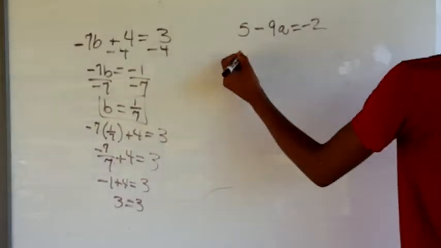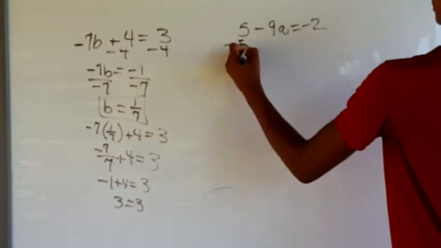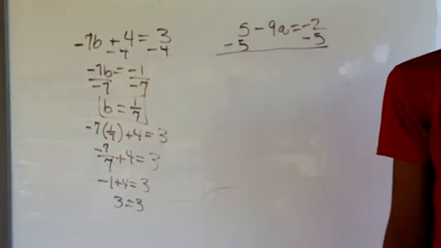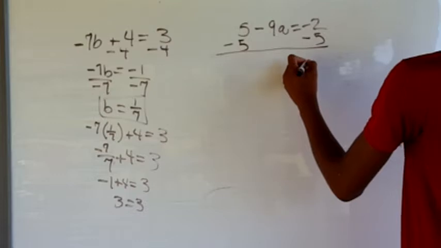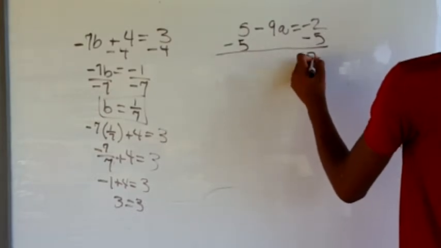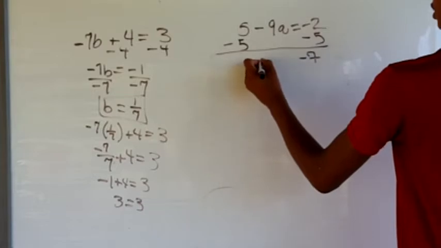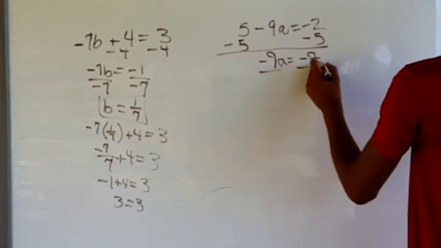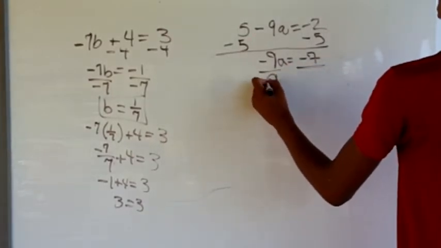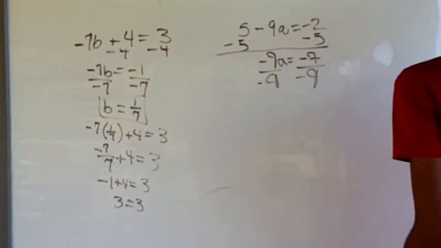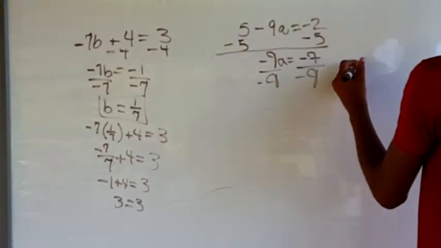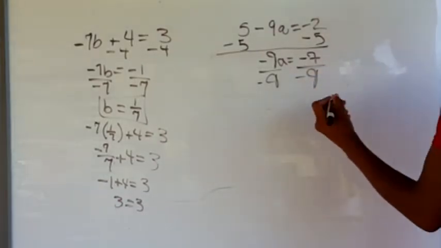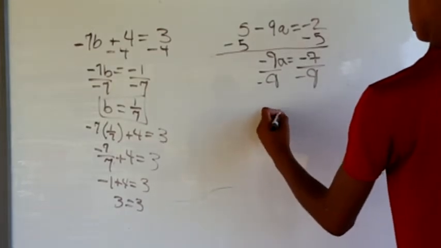I'm going to go ahead and subtract 5 from both sides. And negative 2 minus 5 is equal to negative 7. So negative 9a equals negative 7. So you go ahead and divide negative 9 on both sides. And negative 7 divided by negative 9. Isn't that 7 ninths? Alright, so a equals 7 ninths.